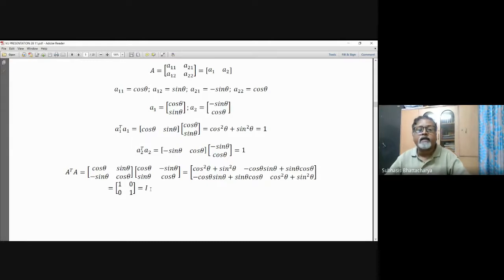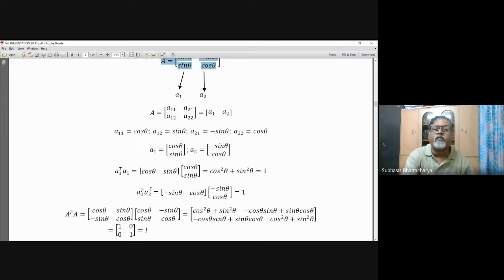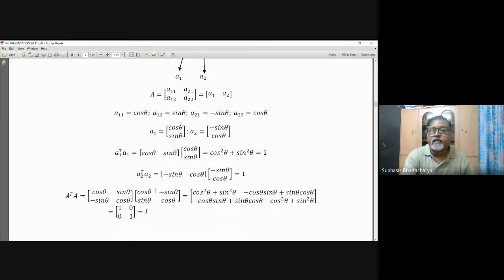So look at this thing. The off-diagonal elements are 0. Look at this, and this. These are always 0.